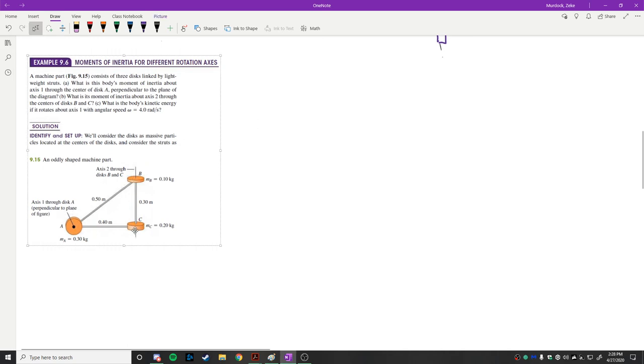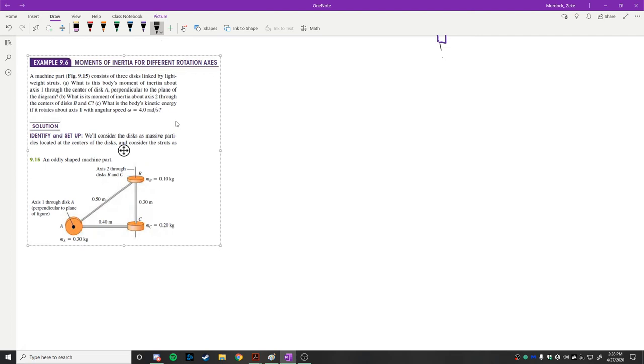You've got a disc here and a disc here. You can see what their masses are. You can also see the distances. This is 0.5, 0.4, and 0.3, so it's like a 3-4-5 triangle, which is basically all of the examples in this book. What is the body's moment of inertia about an axis 1 through the center of disc A? What is the moment of inertia about axis 2? And what is the body's kinetic energy if it rotates about axis 1? Okay.